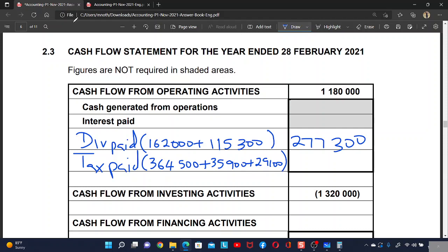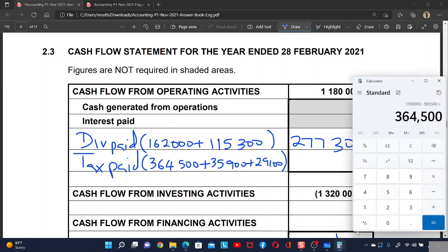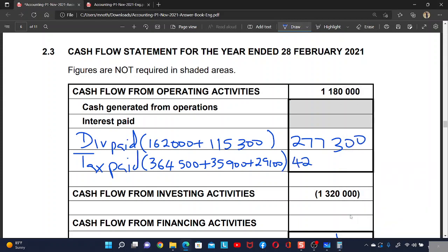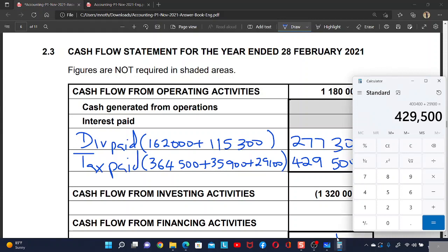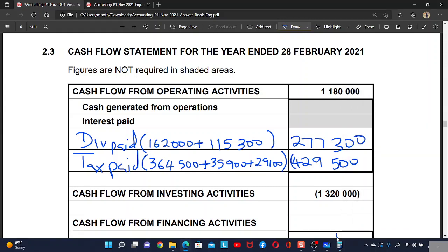So it's going to be 364,500 plus 35,900 plus 29,100. So the answer is 429,500. Because the business was paying, meaning that there is an outflow of cash, we have to show it in brackets.